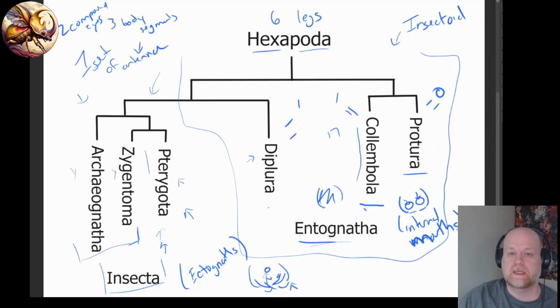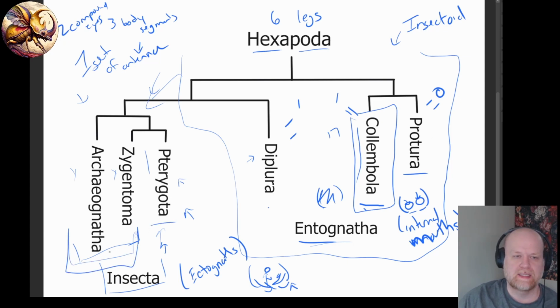Next time I'm going to talk about the collembola in depth, all of the families of the collembola, or at least the major families of the collembola, not all of them. And then next time start talking about the proper insects. So the winged insects in the Pterygota and the wingless insects in the Zygentoma and the Archaeognatha.